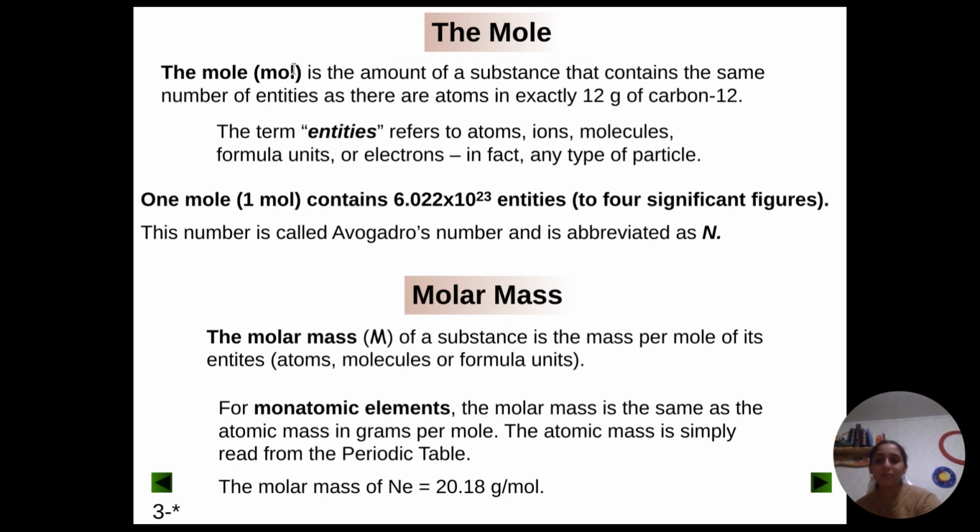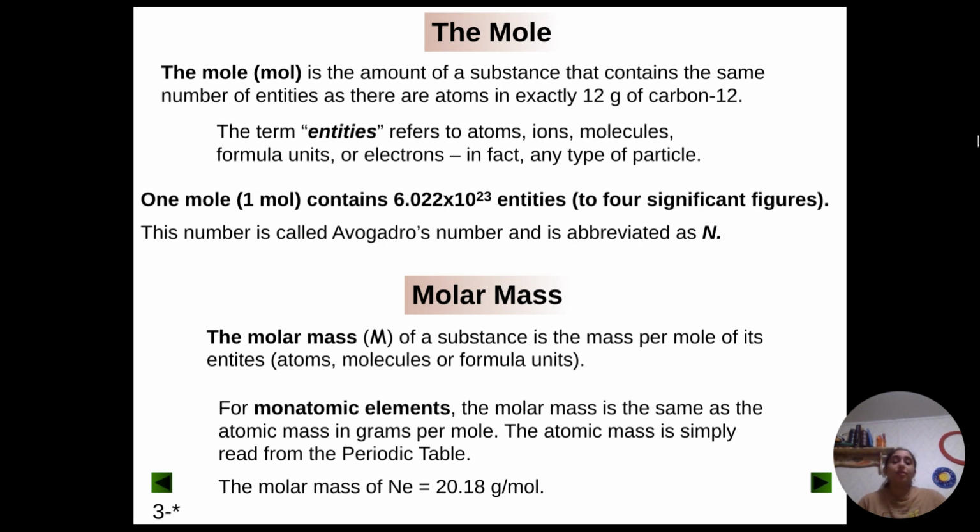So the mole is the amount of substance that contains the same number of entities as there are atoms in exactly 12 grams of carbon-12. They're talking about the isotope carbon, which can be like carbon-13, carbon-14. Specifically, they're talking about carbon-12. The term entities is kind of like a catch-all. It refers to atoms, ions, molecules, formula units, electrons, protons, neutrons, any type of particle.